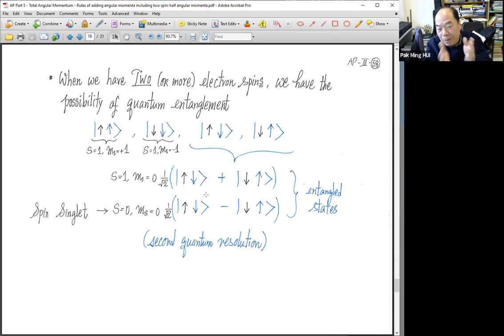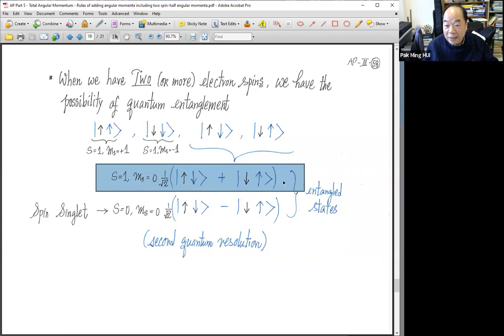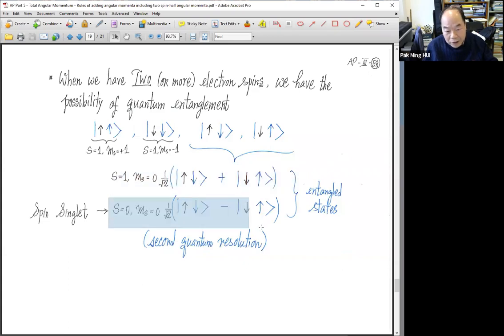In this particular triplet state, the two spins are entangled. Similarly, for this singlet state, the two spins are also entangled. Now, we don't need this to understand helium. But I just want to say, this thing has been around since 1930. Only after 80 or 90 years, we have a lot of new experiments playing with this.